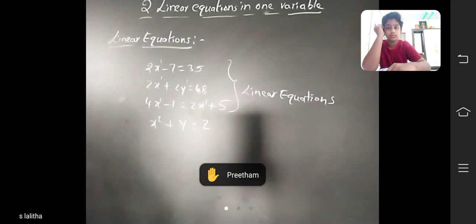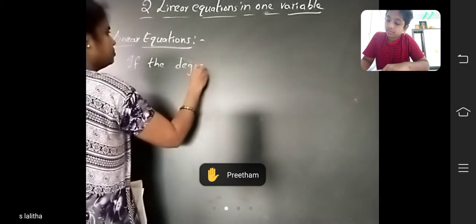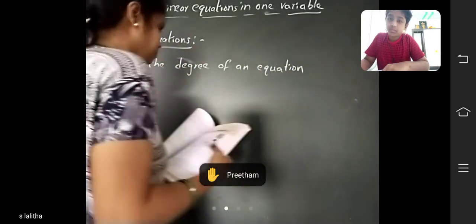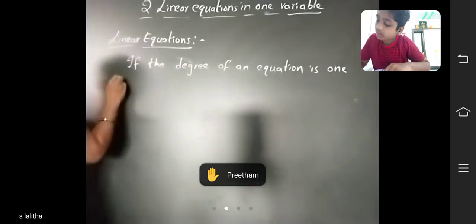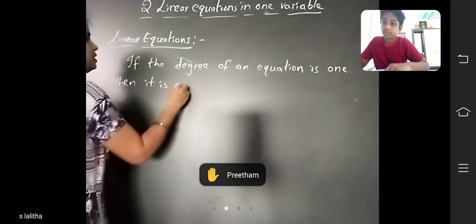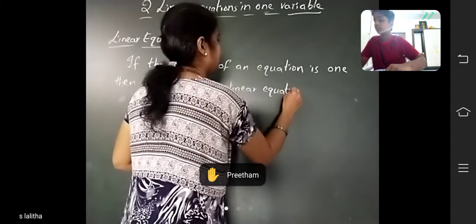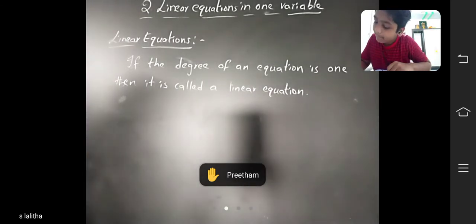Now write the definition, children. If the degree of an equation is 1, then it is called a linear equation.